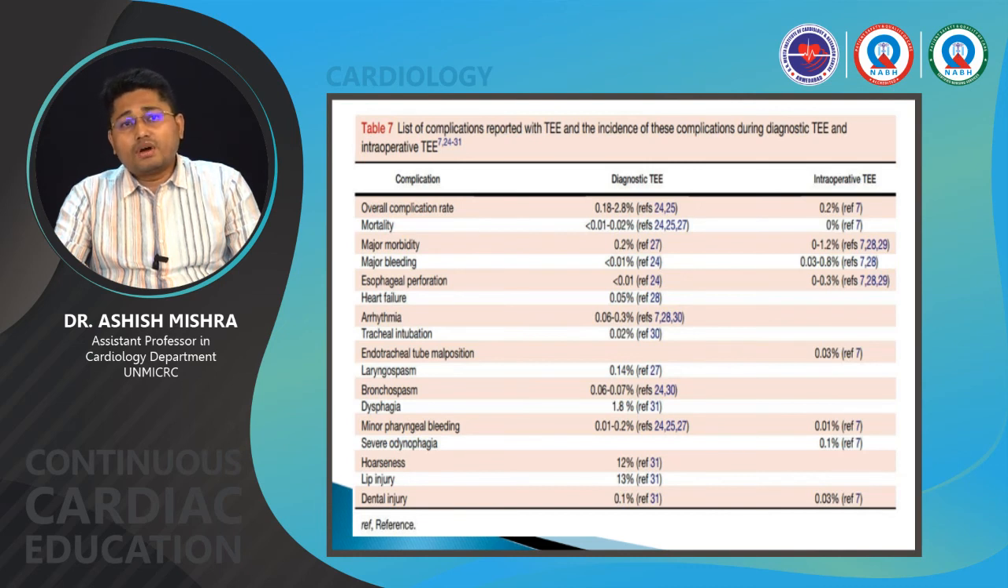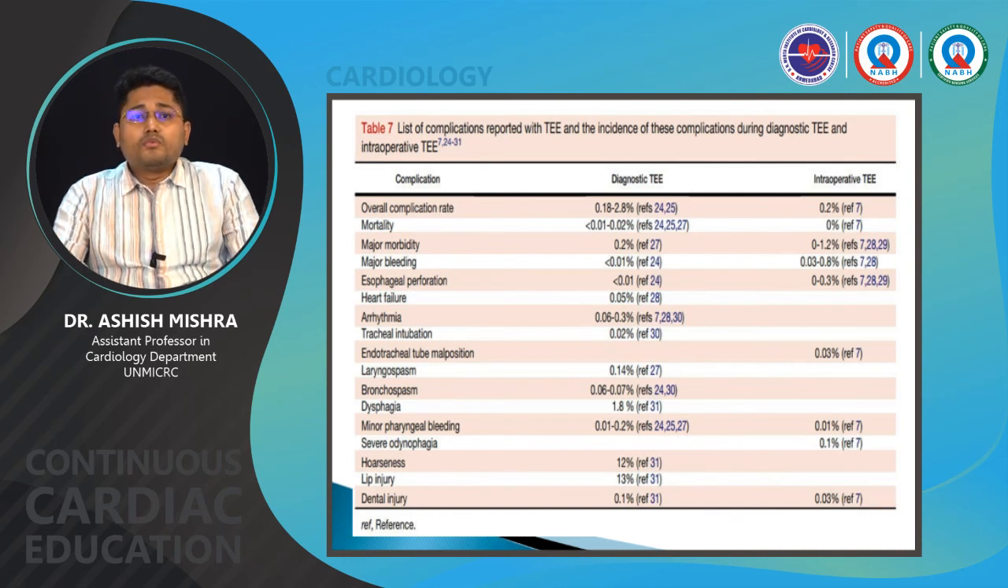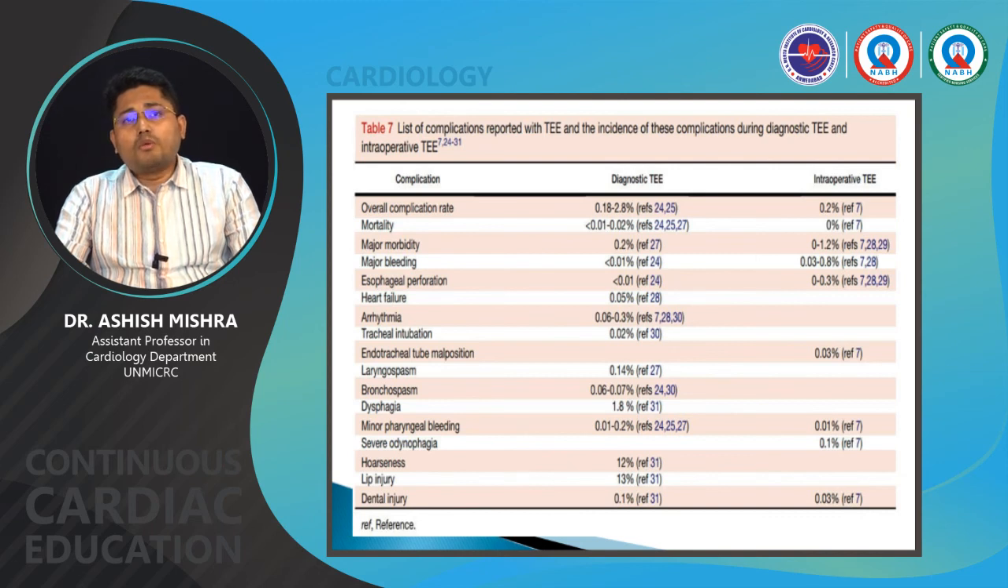Some patients may have heart failure, arrhythmia, tracheal intubation, endotracheal tube malposition. Then we may have laryngospasm, bronchospasm, dysphagia. Also we can encounter pharyngeal bleeding, severe odynophagia post procedure, hoarseness, or lip injury or dental injury. With gentle and cautious manipulation of the probe, most of the complications can be avoided.